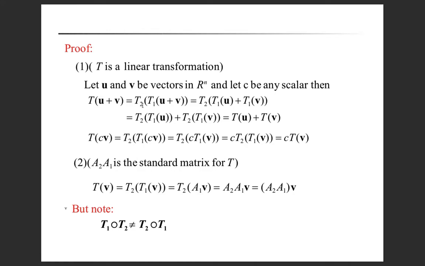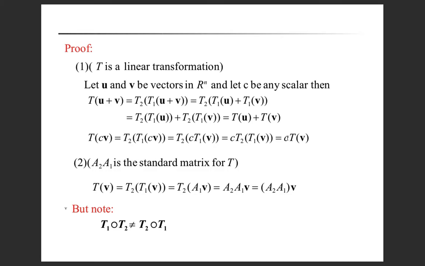But T1 is a linear transformation, so it preserves vector addition. So this is equal to T2 of T1(u) plus T1(v). And T2 is also a linear transformation, so it also preserves vector addition. So T2 of T1(u) plus T2 of T1(v). And T2 of T1 we have denoted by T. So this will be equal to T(u) plus T(v). So T(u+v) is equal to T(u) plus T(v). So T is a linear transformation.